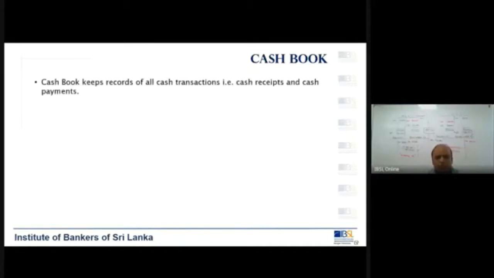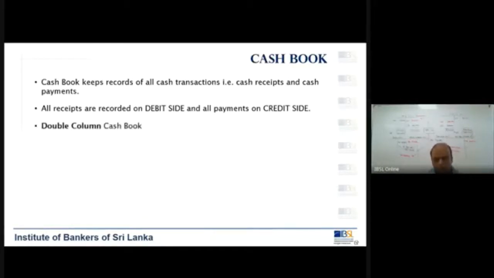Cash book keeps records of all cash transactions. As I told you, all cash inflows and cash outflows are recorded in the cash book. All receipts, all receiving money will be recorded on the debit side, and all payments that you do are recorded on the credit side. If you look at a T account, the T account will be having 2 sides of the cash book. Debit side will have all the money that you are receiving, and the credit side will have all the money that you are paying out.